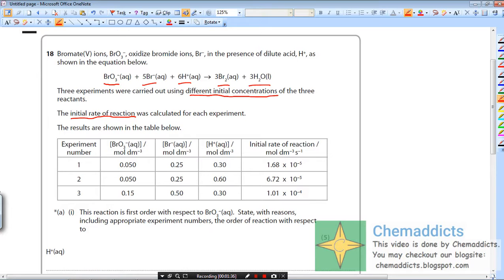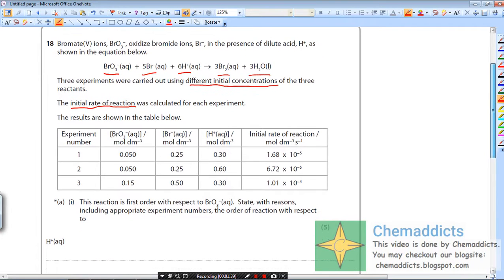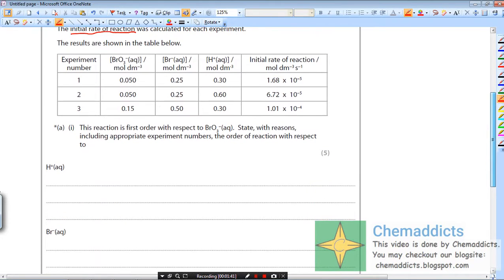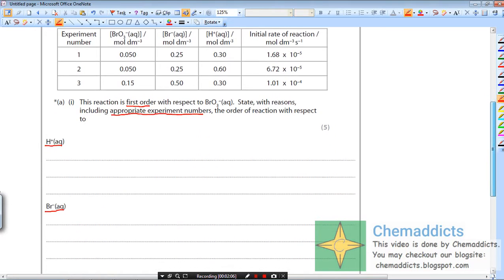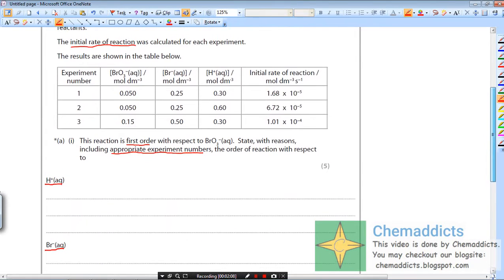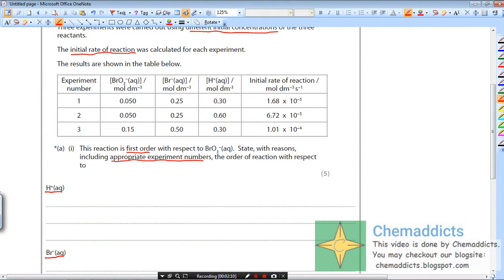Okay, so let's see what this question says. This reaction is first order with respect to bromate(V). State, with reasons including appropriate numbers, the order of reaction with respect to H plus ion and then bromide. So H plus ion and bromide. This is the information given.